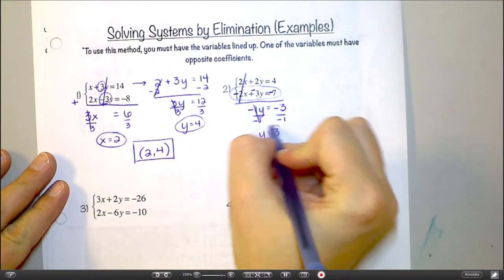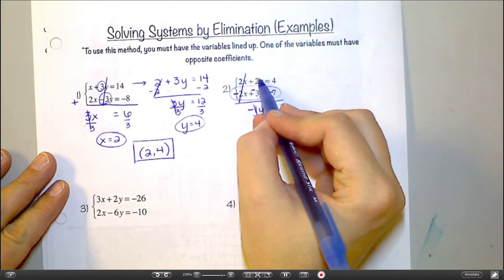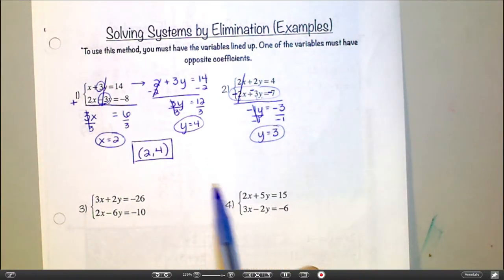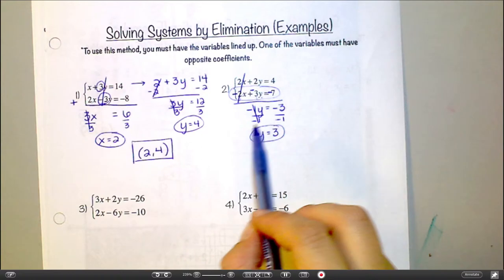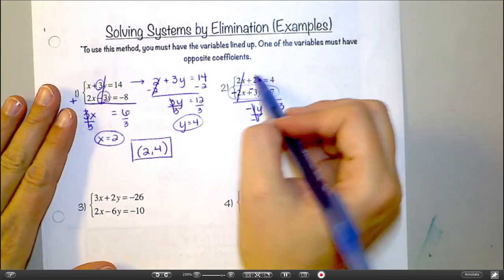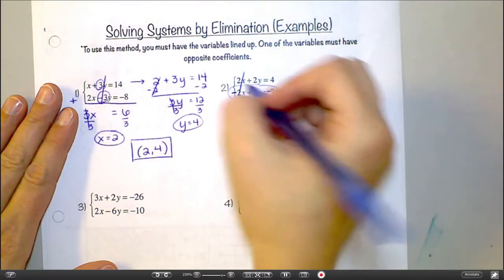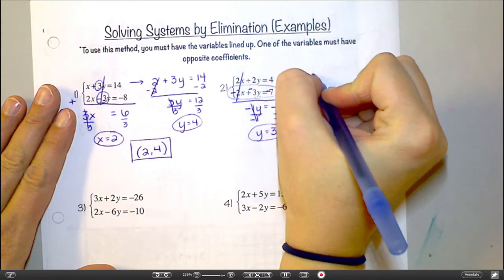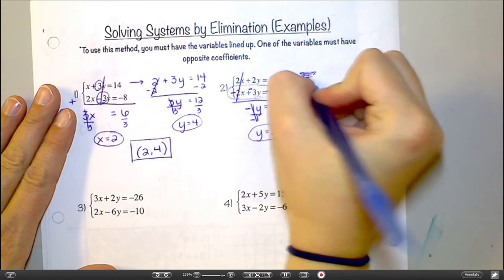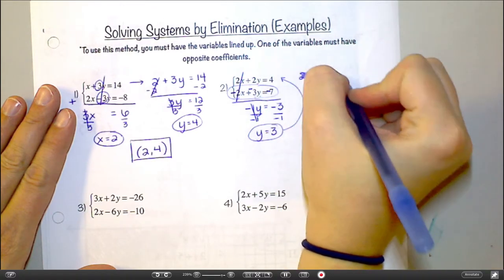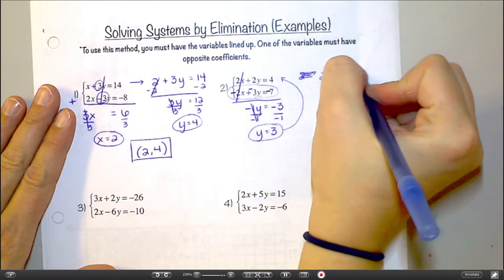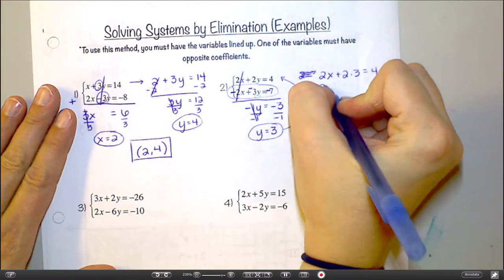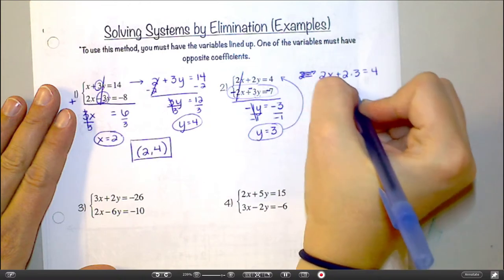Okay, now let's take that and plug that back into either one of the equations. You could use the original, which didn't have the negatives in it, or you could use the new one that has the negatives. It doesn't matter. I'm probably just going to go into that top one. So if I plug this back into the top equation, I get 2x plus 2 times 3 equals 4, which is really 2x plus 6 equals 4.